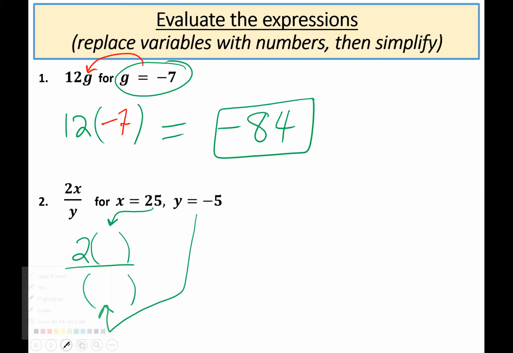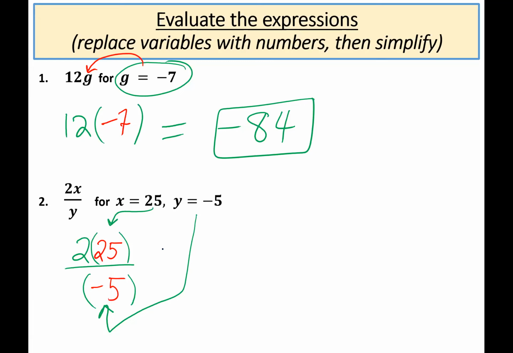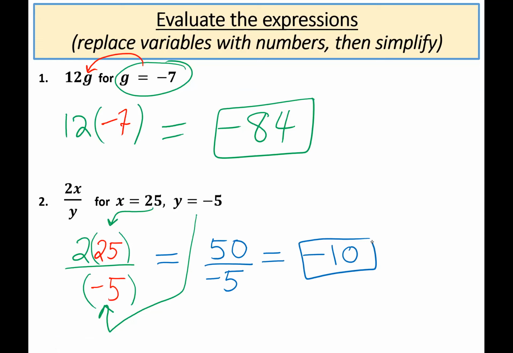So let's plug in. Our fraction is now 2 times 25 in the numerator over -5 in the denominator. Now it becomes a little order of operations problem. 2 times 25, let's simplify that. That's 50 in the numerator over -5 in the denominator. 50 over -5, this is just division. 50 divided by -5 is -10. So our final answer is -10.